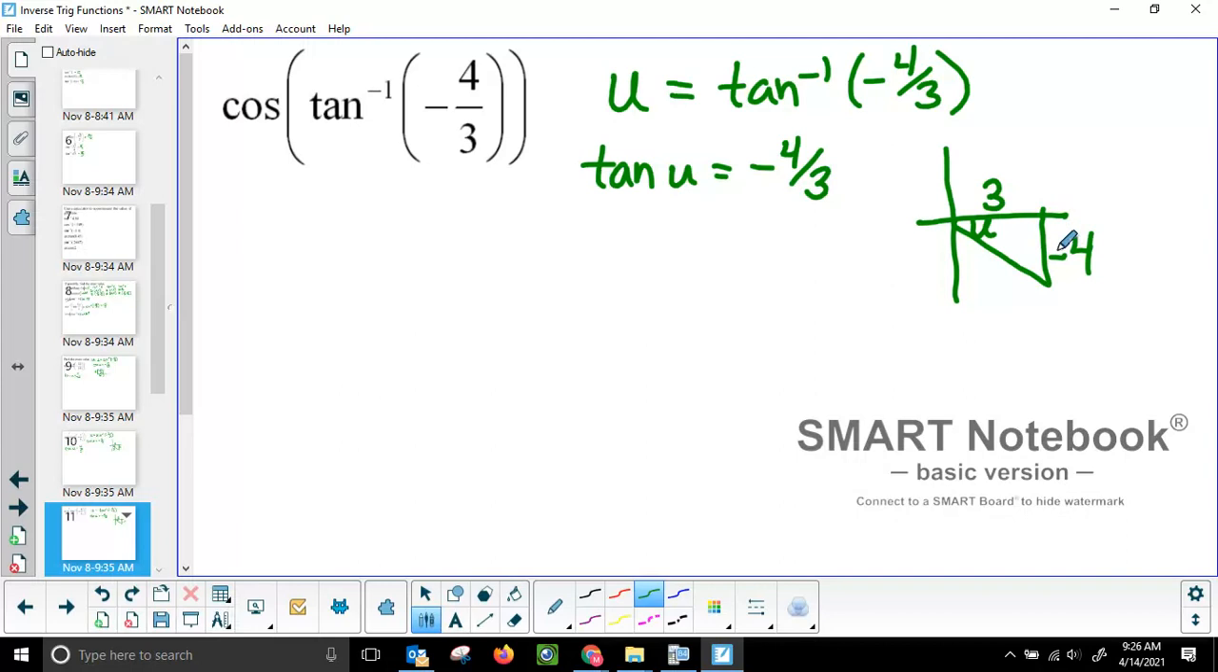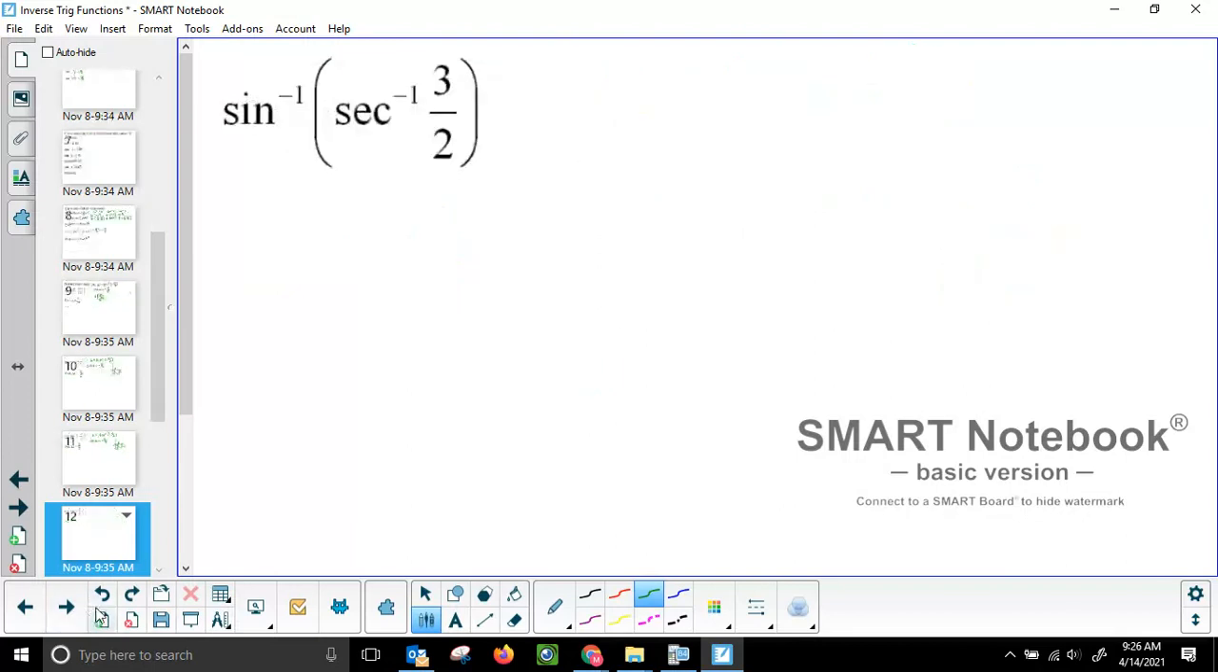Again, you could use the Pythagorean theorem, a squared plus b squared equals c squared, or just know that this is a 3, 4, 5 Pythagorean triple. All right, so of course, now that all of this messy inside stuff is simply u, I'm just looking for the cosine of u. Cosine is adjacent over hypotenuse, so this is simply 3/5. Good times? Good times. Yep.